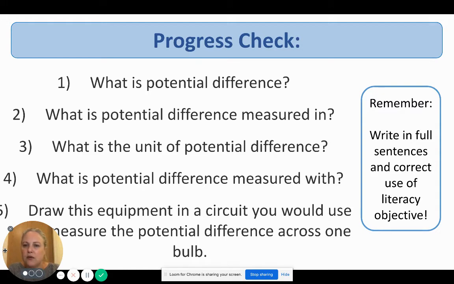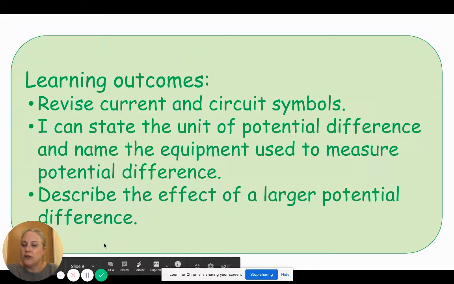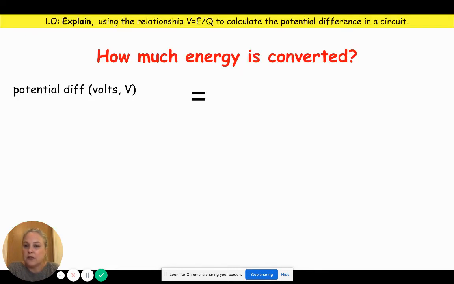Right, so what we've looked at is we've revised the current and the circuit symbols. We've talked about current, the electrons, the electrical charges flowing around the circuit. We've talked about the unit of potential difference, volts. We've named the equipment used to measure potential difference, a voltmeter, and we've talked about the fact that it has to be in parallel, it has to go around a component in an electrical circuit. So now we're just going to look at the last objective, describing the effect of a larger potential difference.